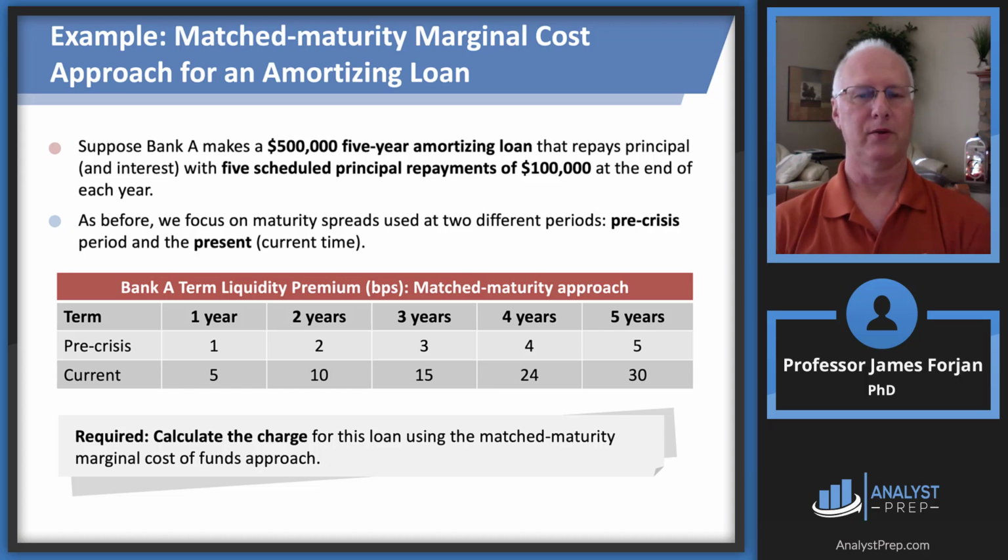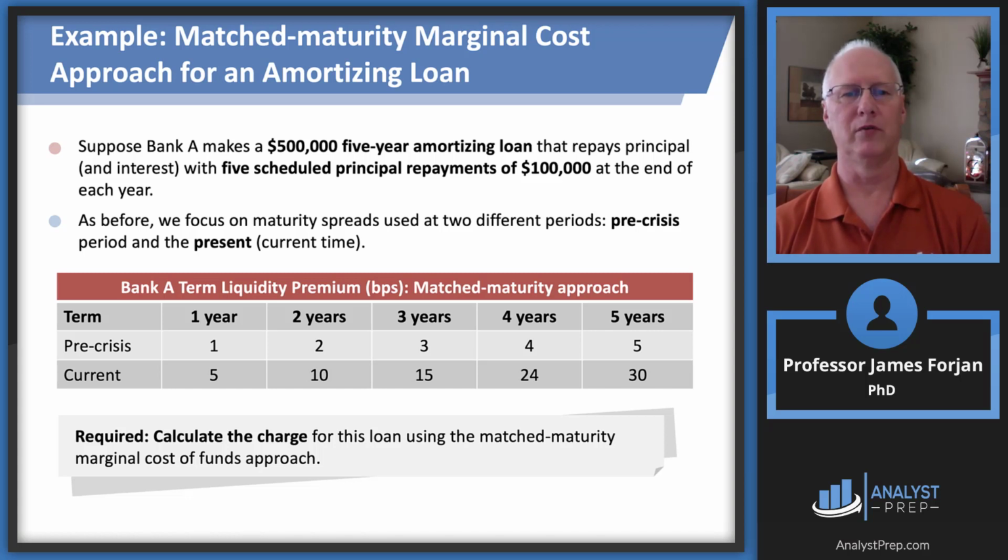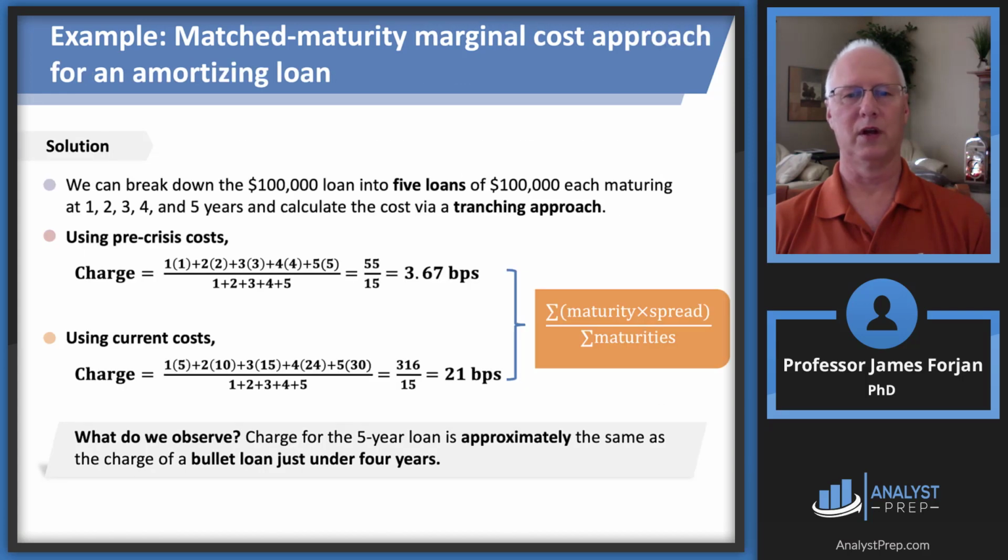Now, how about if we do an amortizing loan? A $500,000 5-year loan repays principal with 5 scheduled principal payments of $100,000 at the end of each year, plus the interest, of course. So there are the basis points, right? 1, 2, 3, 4, and 5. And then 5, 10, 15, 24, and 30. So calculate the charge for this loan.